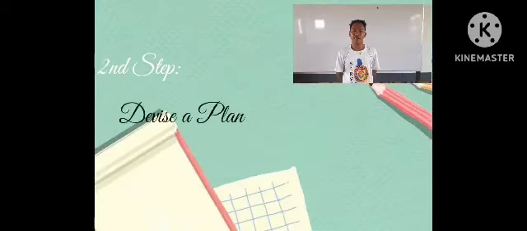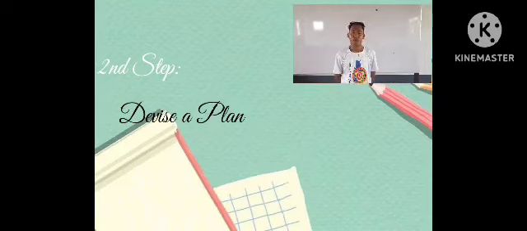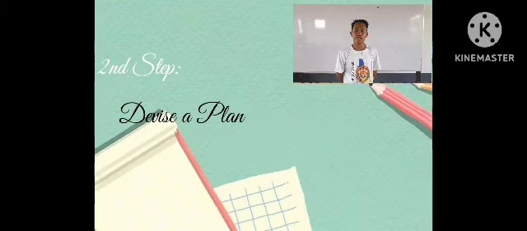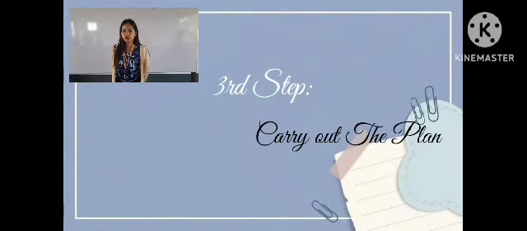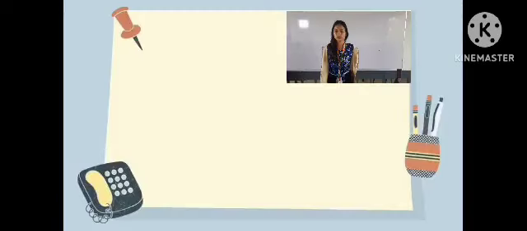Step 2. Devise a plan to translate. When you devise a plan, you come up with a way to solve the problem. Setting up an equation, drawing a diagram, and making a chart are all ways that you can solve your problem. Step 3. Carry out the plan. This is where you solve the equation you came up with in your plan.